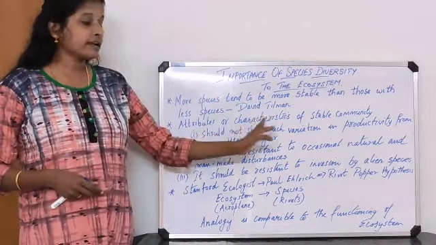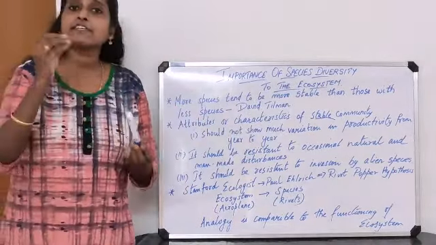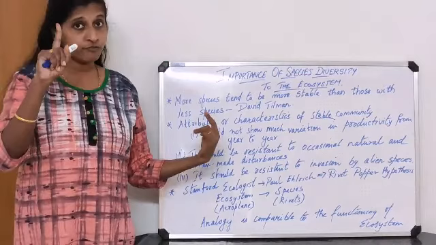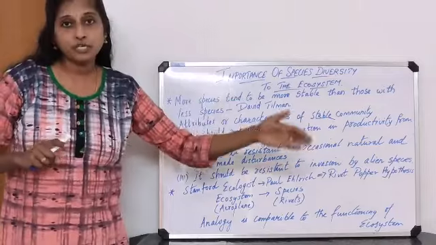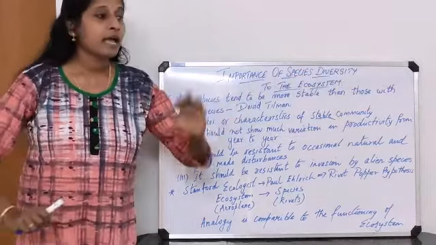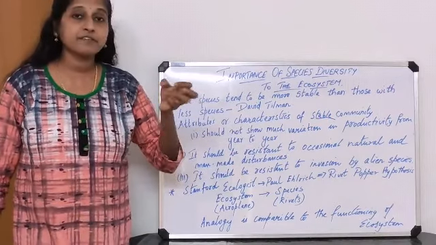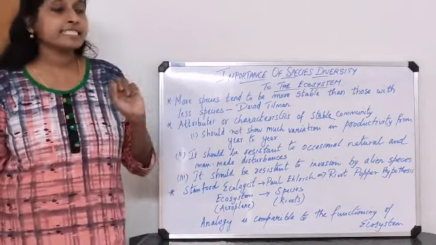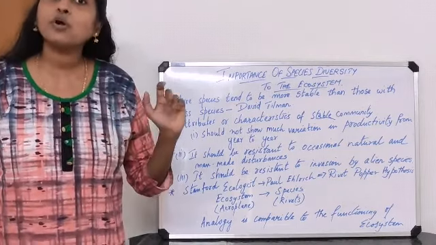Now, attributes or characteristics of a stable community. A community is said to be stable if it is having some attributes. First attribute is that it should not show much variation in productivity from year to year. Like for example, just imagine this space is a community, and here I am cultivating some plants. Rice plant means I am cultivating rice. It has given 100 kg. Next year, it is giving only 10 kg or 20 kg.